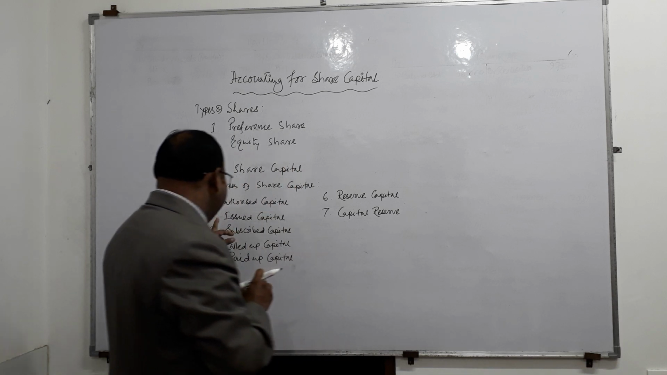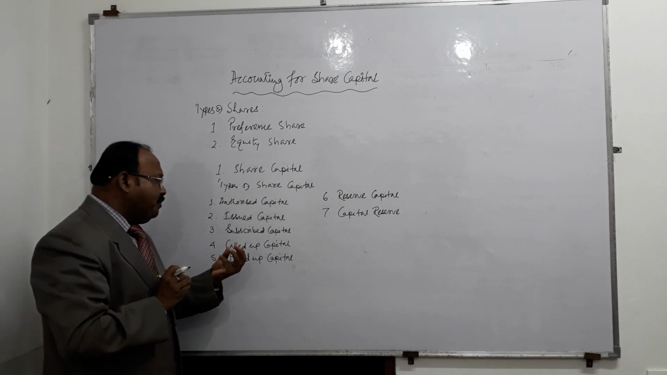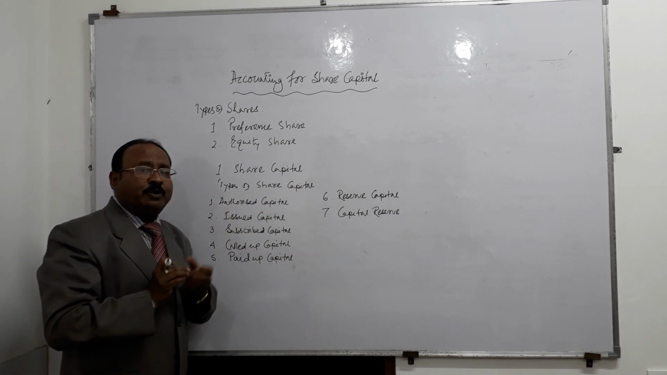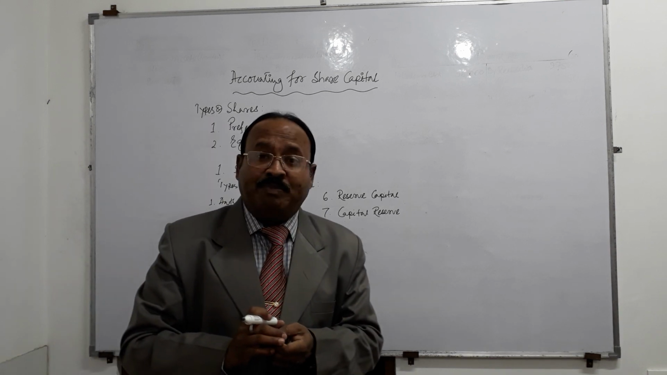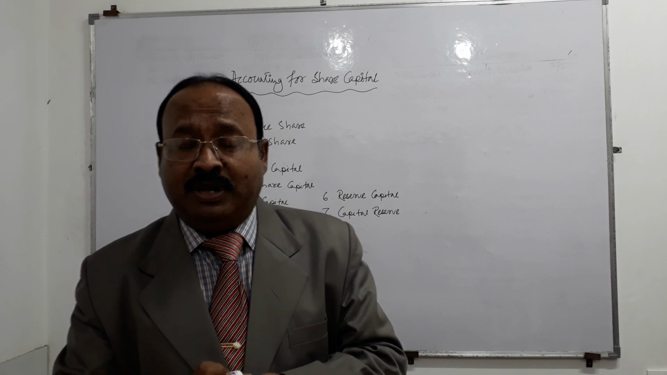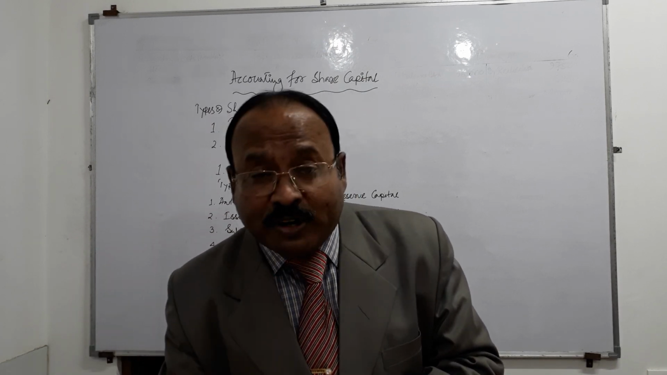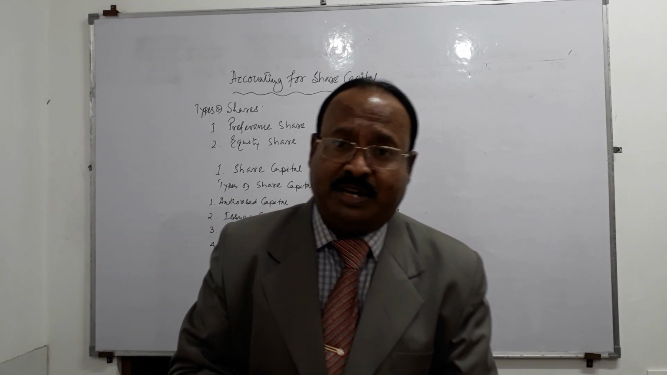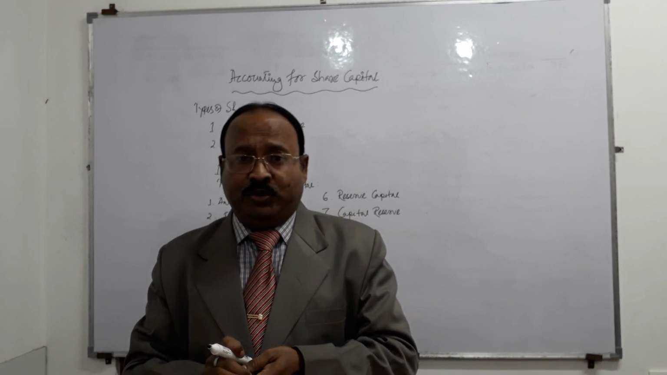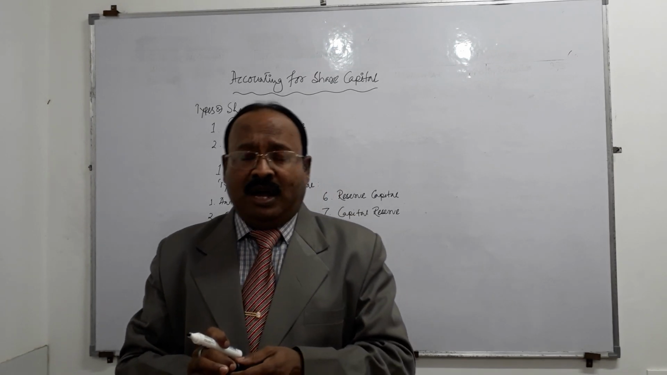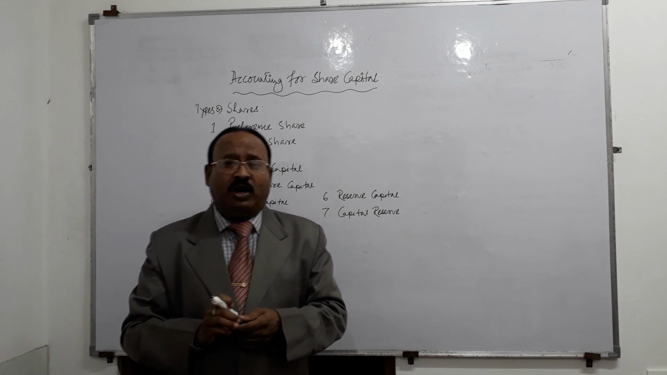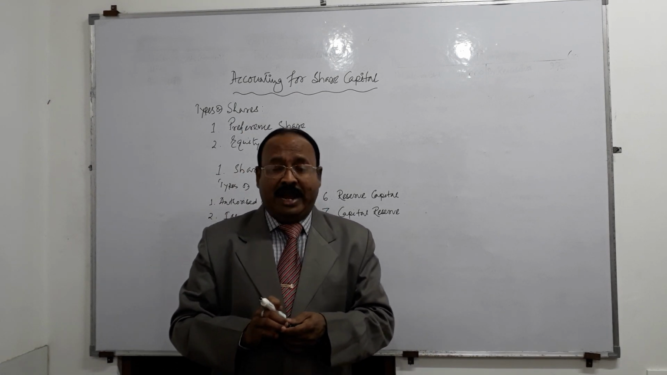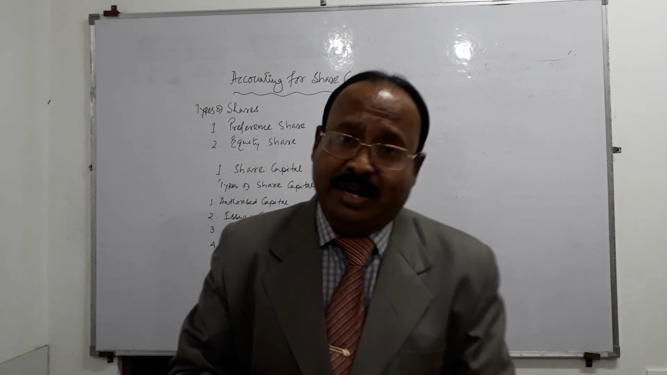Then the next one is issued capital. The issued capital is a portion of authorized capital. That means how many shares the company offers to the public for subscription is called issued capital, and the remaining portion of the authorized capital is called unissued capital, which the company can issue later on.